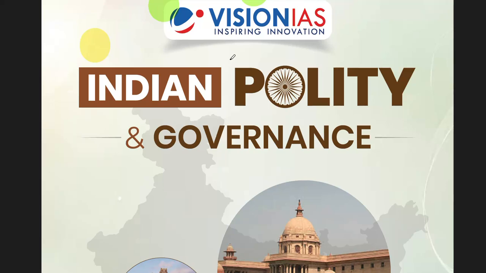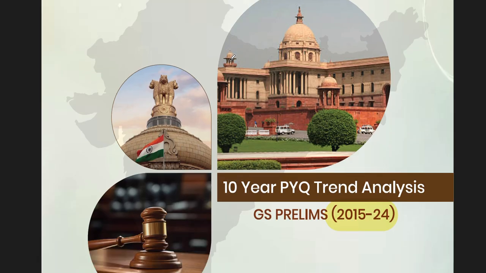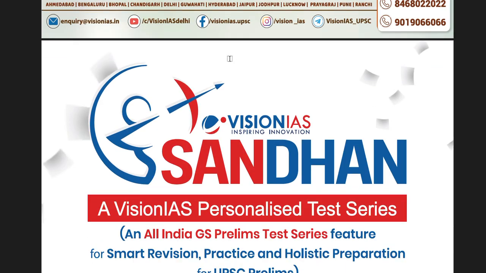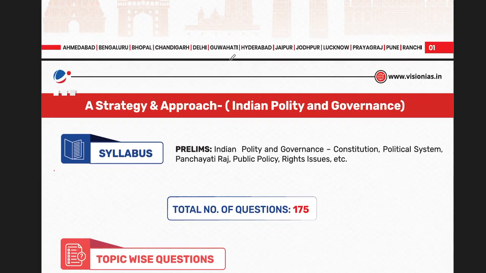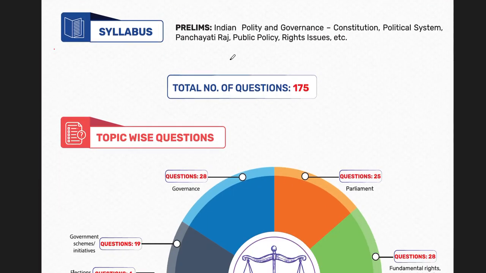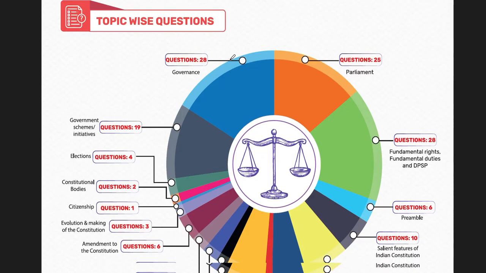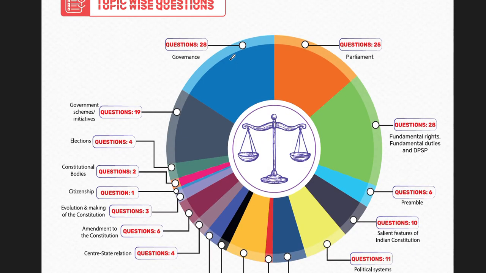Hi everyone. So we have Indian polity and governance last 10 years previous question paper compilation of UPSC prelims. This is prepared by Vision IAS. So we are going to do this exercise of solving the questions from this very document. Before we start, let us see the questions.